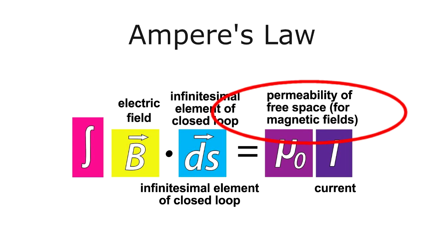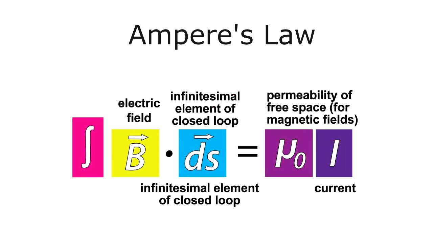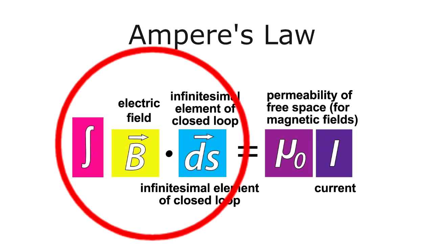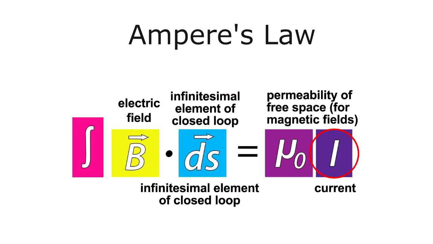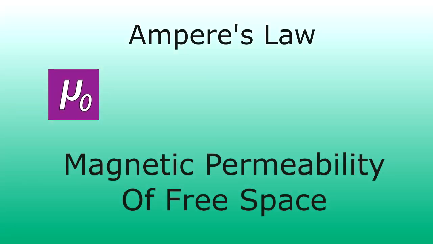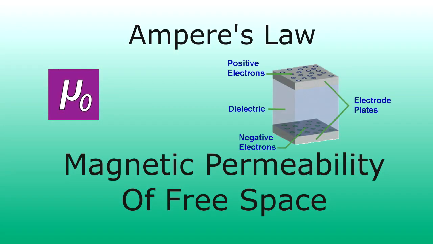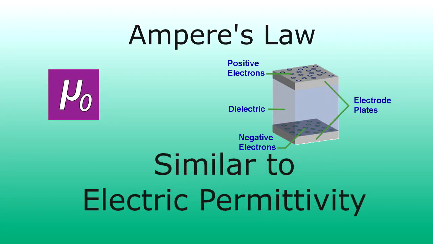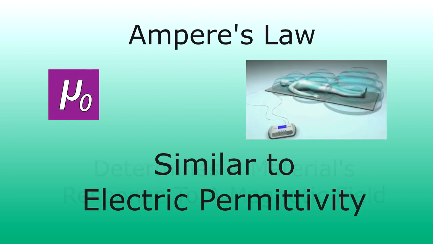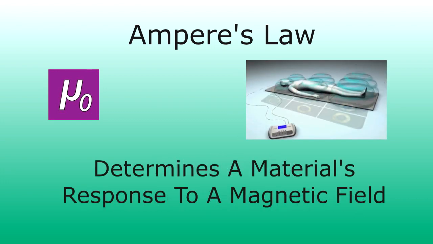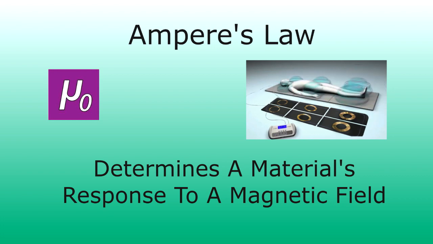So now let's look at the permeability of free space. The constant proportionality between the magnetic circulation on the left-hand side of Ampere's law and the enclosed current on the right side is called mu naught, and this is the permeability of free space. Now, just as the electric permittivity characterizes the response of a dielectric to an applied electric field, the magnetic permeability determines a material's response to an applied magnetic field.